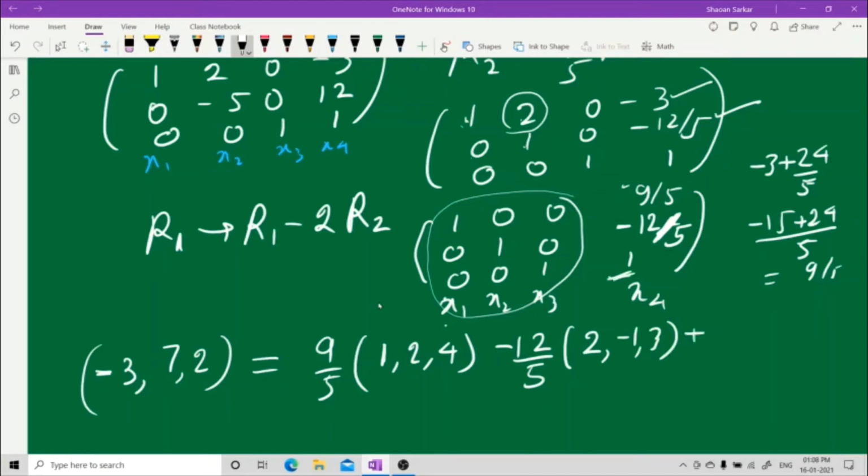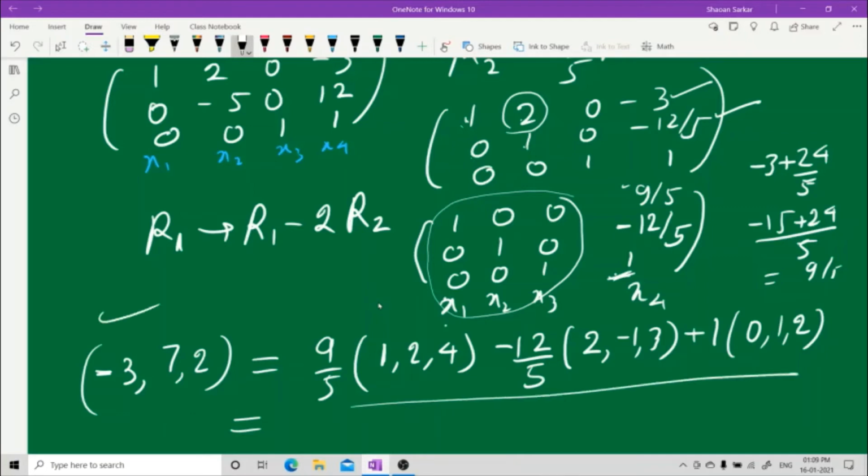Let me write it clearly. And this was plus 1. Here this plus 1 with this vector, that is 0, 1, and you have 2. Now let's check. What is 9 minus 24? 9 minus 24 is minus 15. See, what I'm doing is this. I'll calculate this and I'll get this vector.